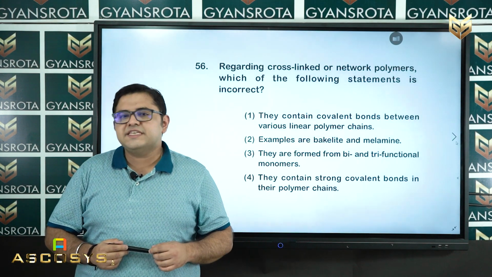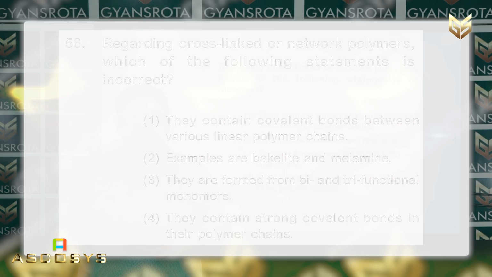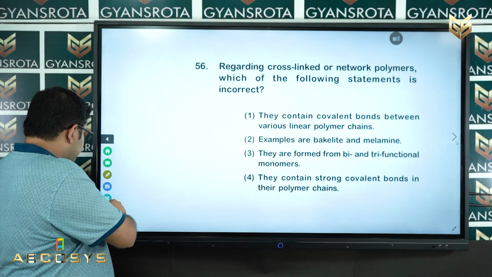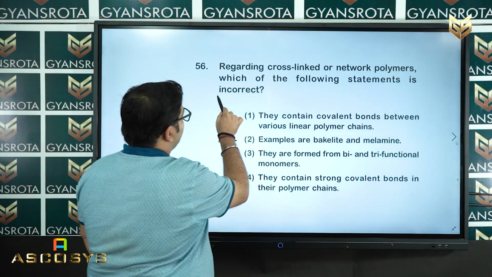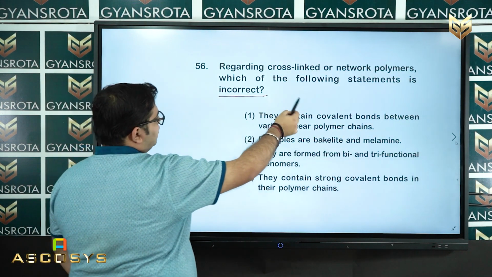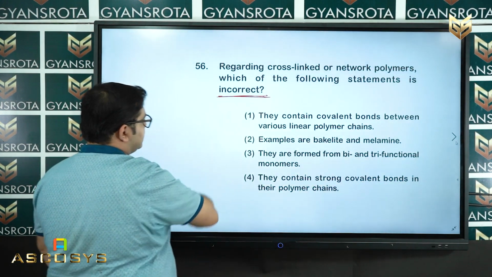Question number 56 is on your screen. Regarding cross-linked or network polymer, which of the following statements is incorrect? Now we are moving to the solution part. They ask about the incorrect statement, so please mark it first.